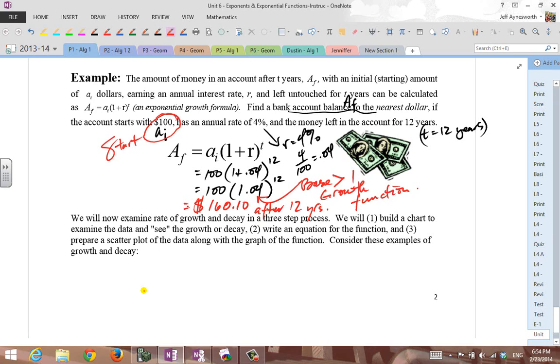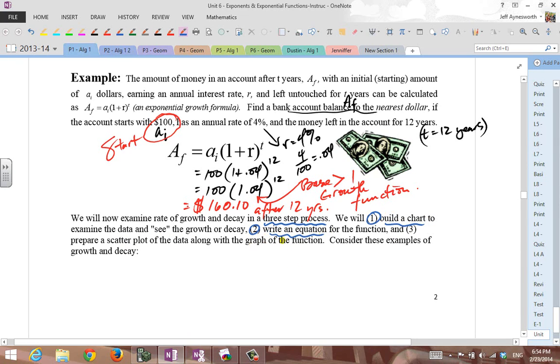Now, we're going to examine all kinds of growth and decay functions, and we're going to approach each one in a three-step process here. Step 1, we're going to build a chart and examine data. Step 2, we're going to write an equation. In step 3, we're going to prepare a scatter plot and answer some questions when we're taking a look at either a growth exponential or a decay exponential in real terms.